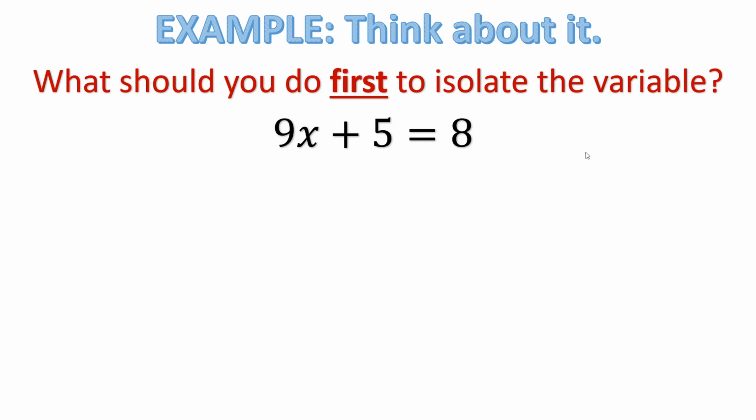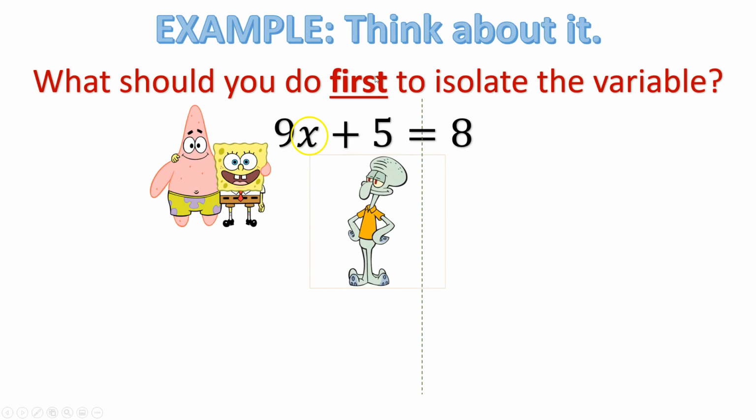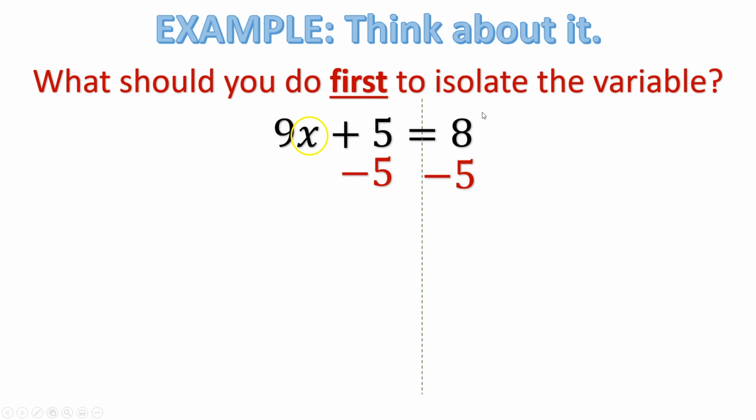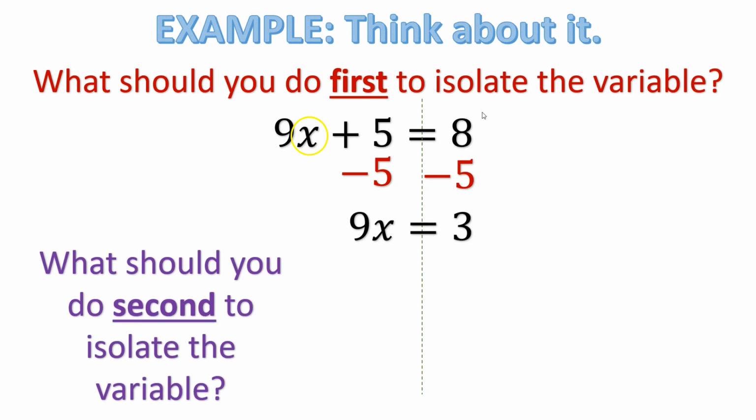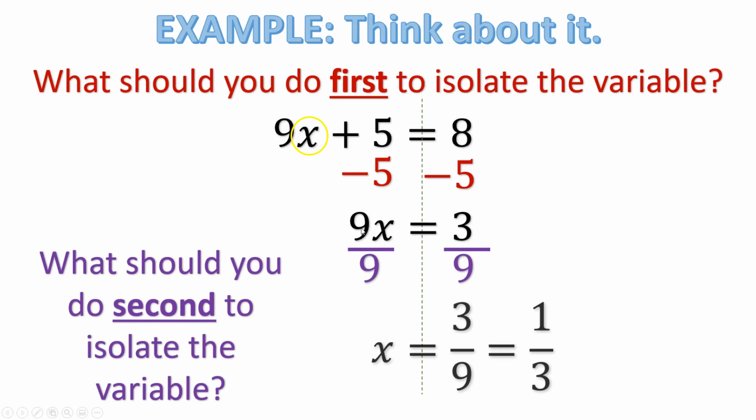So therefore, what would we do first to isolate the variable in this equation? Well, we have our x. The 9 is the coefficient, that's the best friend, and the plus 5 would be the just a friend. So we need to do minus 5 to both sides. This becomes 9x equals 3. And then what would we do to isolate x now? Well, we need to get rid of the 9 times x, so we divide by 9 to cancel it out, and we'll get x equals 3 over 9, which is the same thing as 1/3.